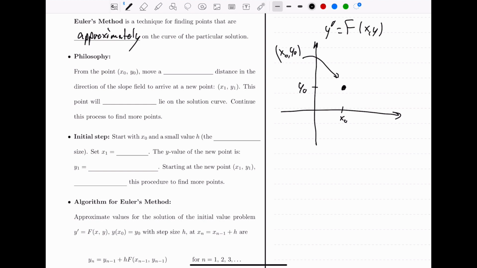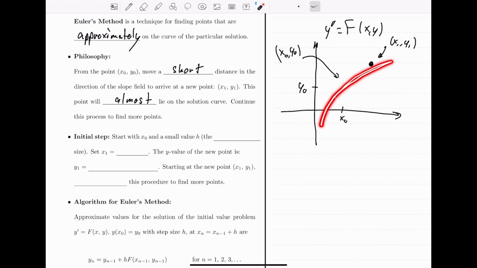And we are going to move a short distance in the direction of the slope field. And it's going to be a short distance straight in that direction, just perfectly straight. So maybe the slope field here, we have some small line segment that tells us the slope. So we're going to move straight in the direction that the slope field tells us to go. And we'll arrive at some new point. Let's call it x1, y1. So we get to this new point, x1, y1. This point will almost lie on the solution curve. So the solution curve might look something like this, and the point will be pretty close to being on the solution curve. Or maybe the solution curve looks something like this. We don't really know.